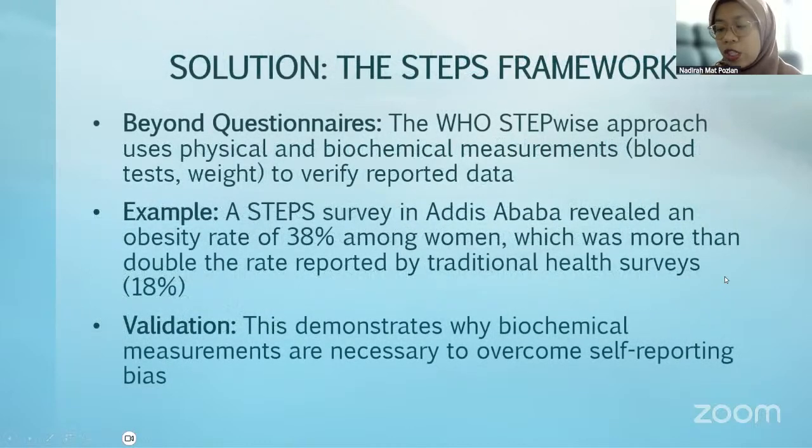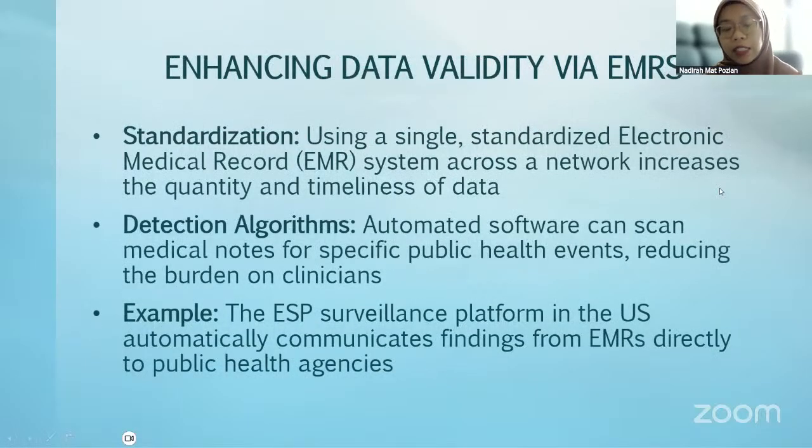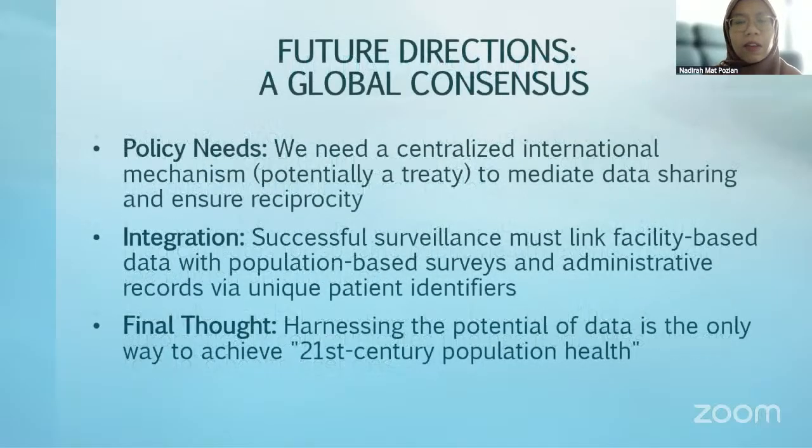The next solution is the STEPS framework. The WHO stepwise approach uses physical and biochemical measurements, such as blood tests and weight, to verify reported data. For example, a STEP survey in Addis Ababa revealed an obesity rate of 38% among women, which was more than double the rate reported by traditional health surveys. This demonstrates why biochemical measurements are necessary to overcome self-reporting bias. And that's just 2 solutions, so now another 2.